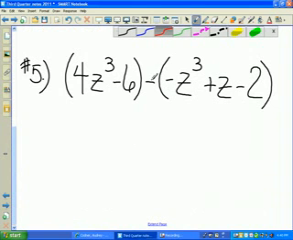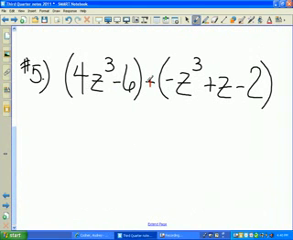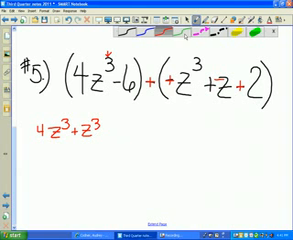Do the same thing. We are subtracting, so we need to keep this first parenthesis. We need to change this minus sign to a plus, and we need to change everything in that second equation. My highest degree is the cube, so we have 4z to the third power plus z to the third power. Any squares? Nope, don't have any squares.